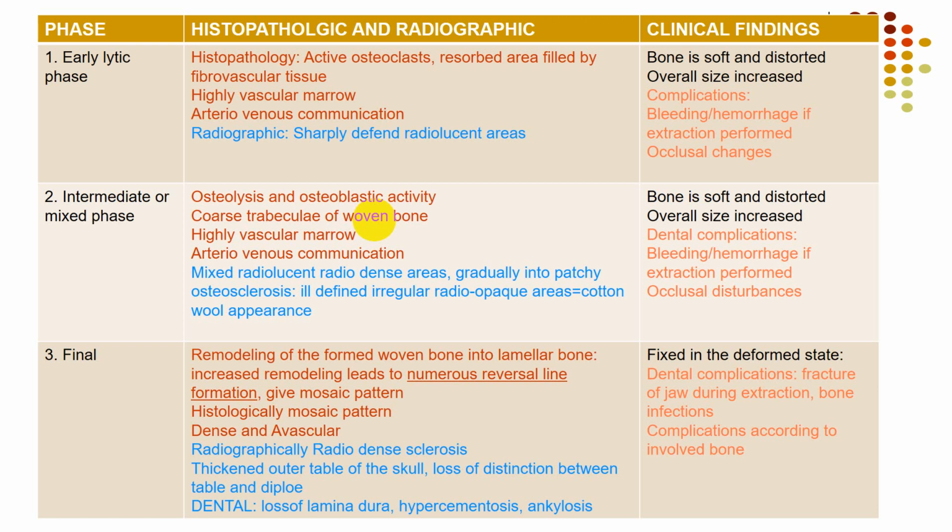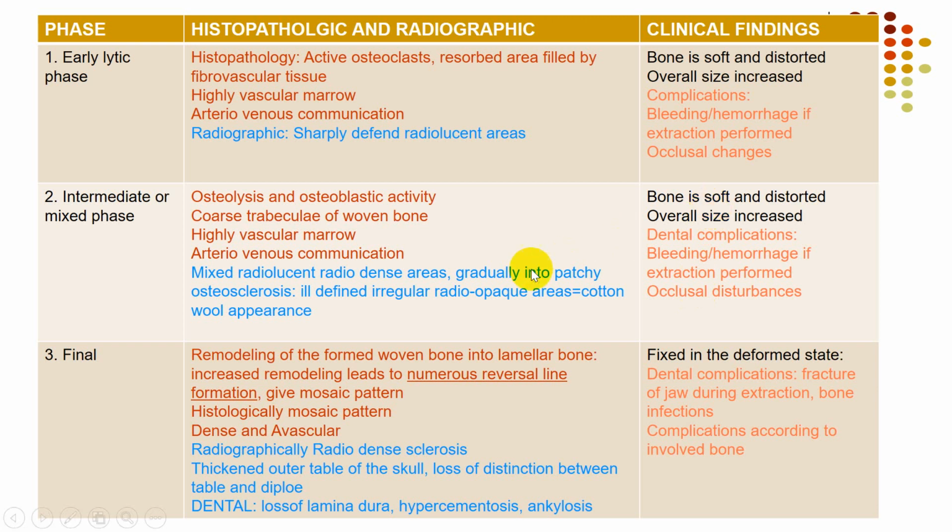Now we have coarse trabeculae of bone, we still have highly vascular marrow, we still have arteriovenous malformation. So both the first and second phases share highly vascular marrow and arteriovenous malformation. So you still have the complication of bleeding, hemorrhage if extraction was performed, and you still have the occlusal disturbances, and the bone is soft and distorted, and the overall size is increased.